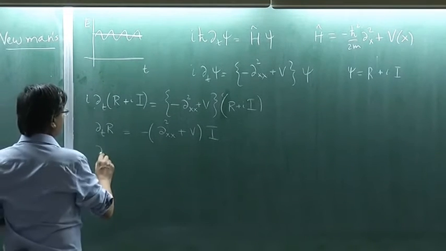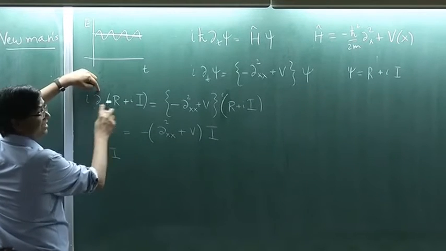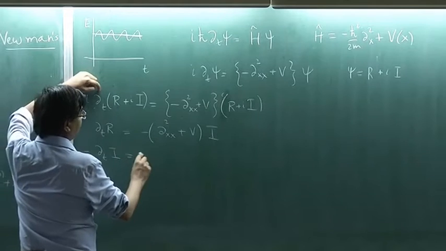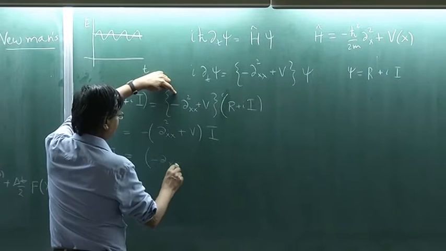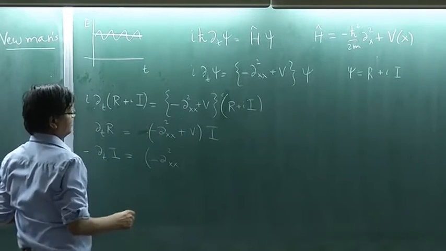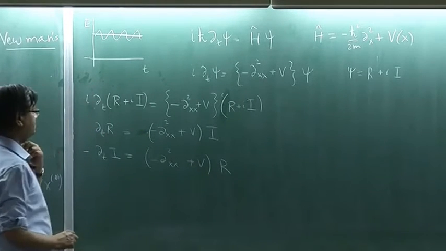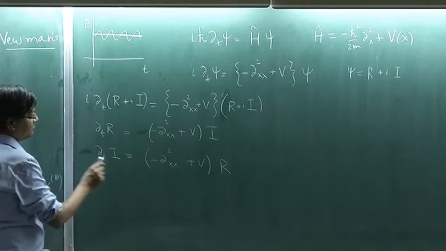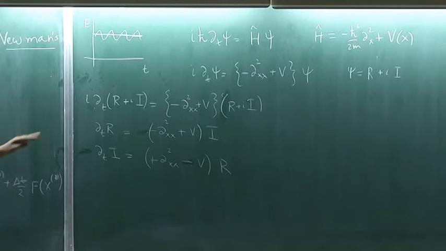Now what happens to the other one, dt I? With the minus sign, i squared is minus 1, equal to, now the real part, minus dx squared of R, I made a mistake, this is minus here inside, plus V R. So let's put a minus sign here, minus, this becomes plus. So these are the two coupled equations for the real part and imaginary part. Both R and I are functions of x.